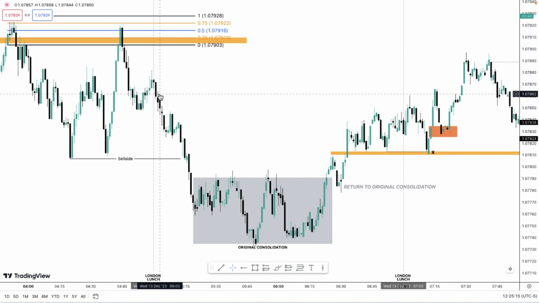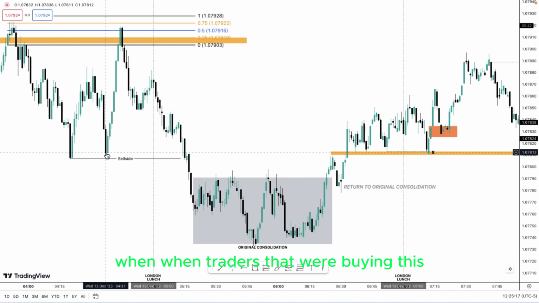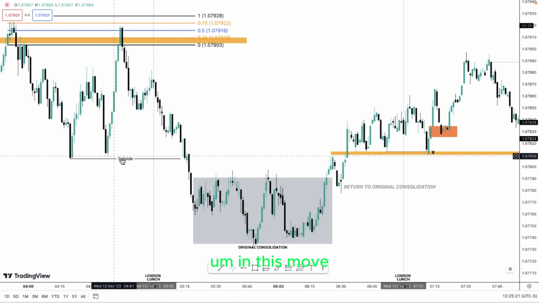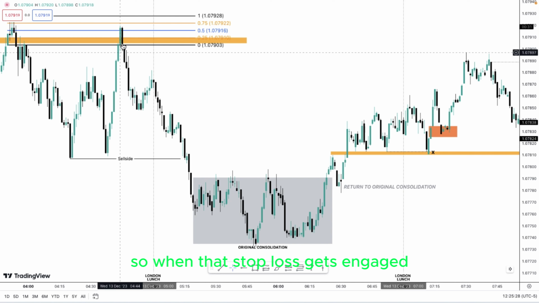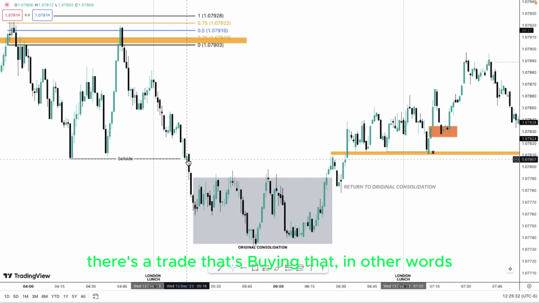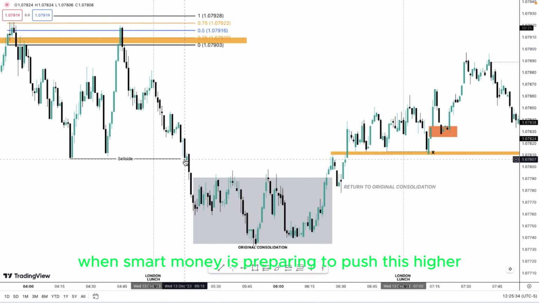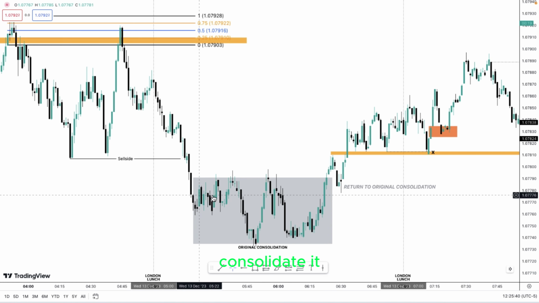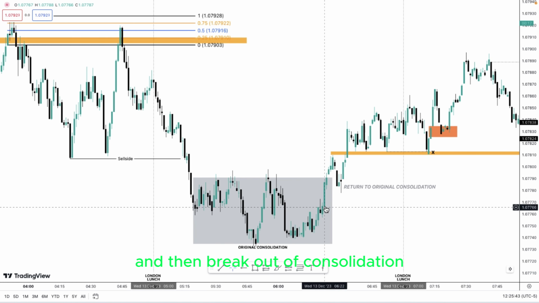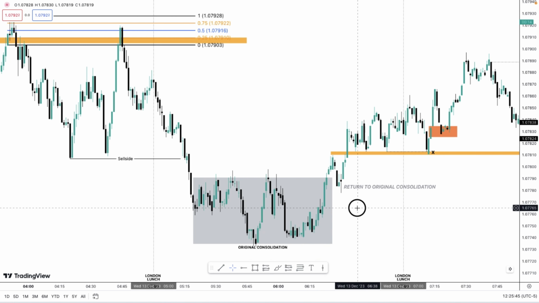So when traders are buying this, they'll have their stop loss below this low. So when that stop loss gets engaged, there's a trader that's buying that. In other words, when smart money is preparing to push this higher, they will first engage sell side liquidity, consolidate it, and then break out of consolidation.